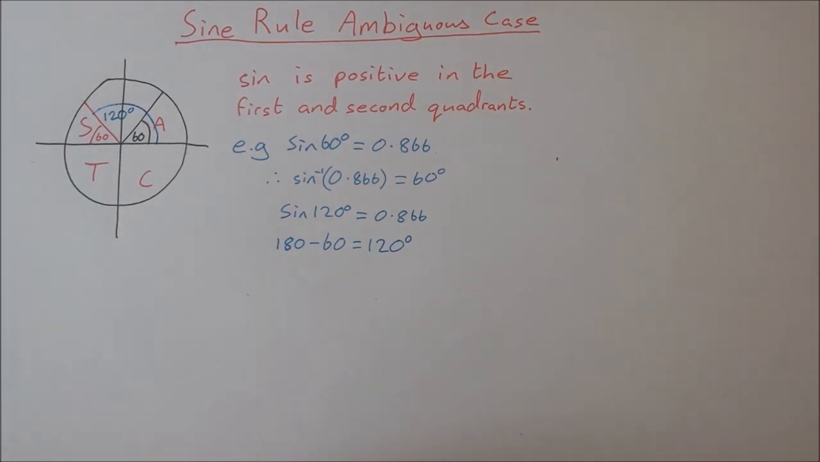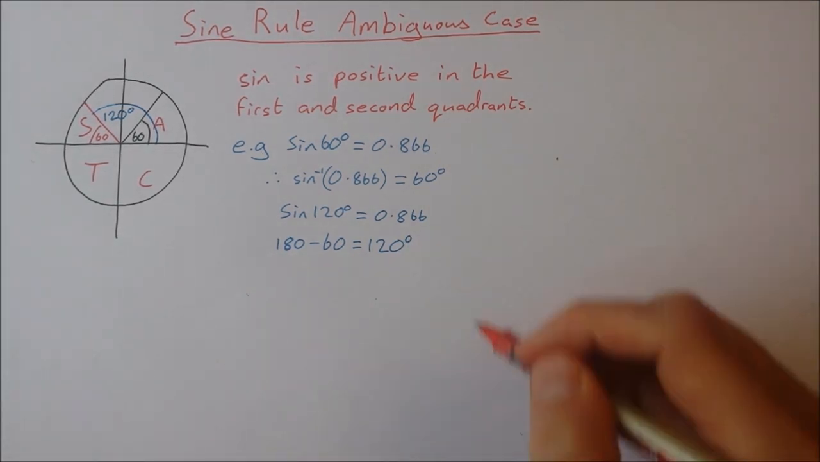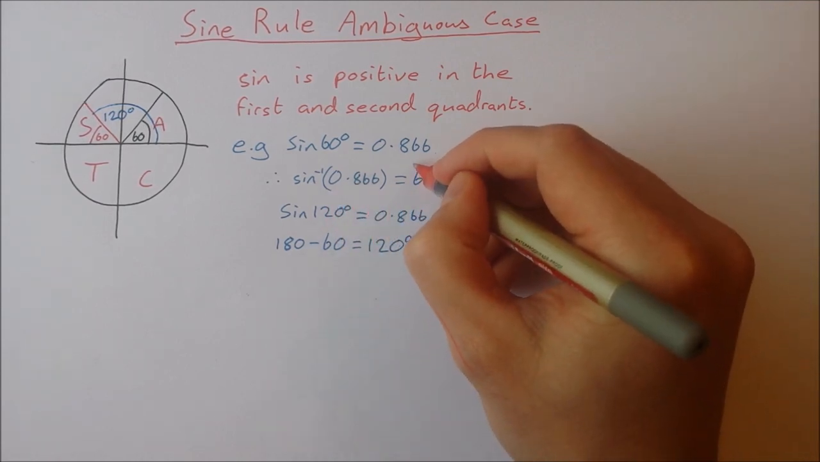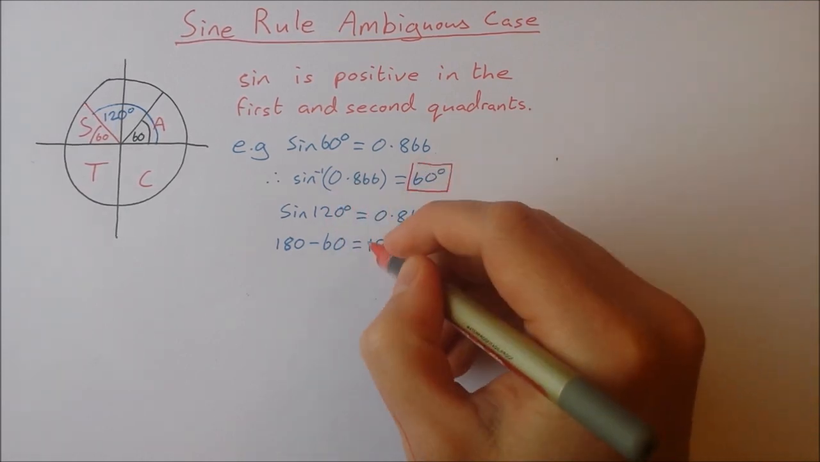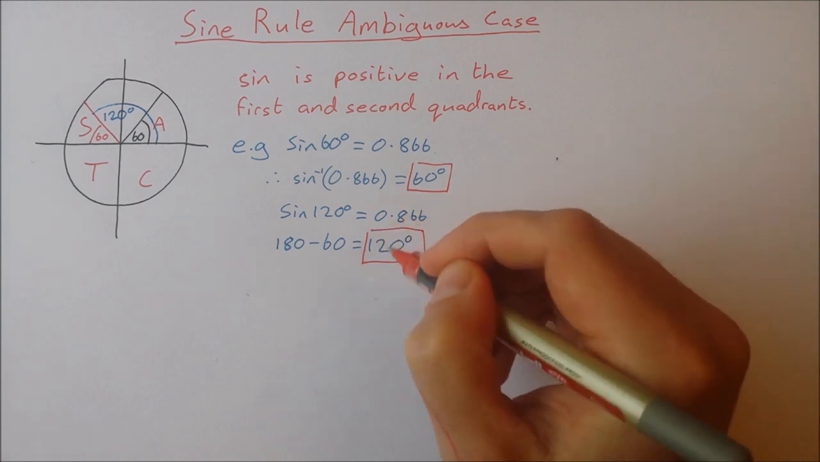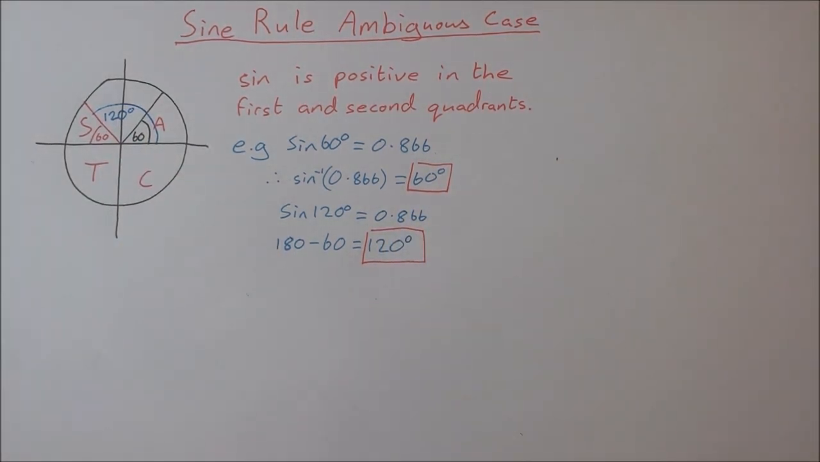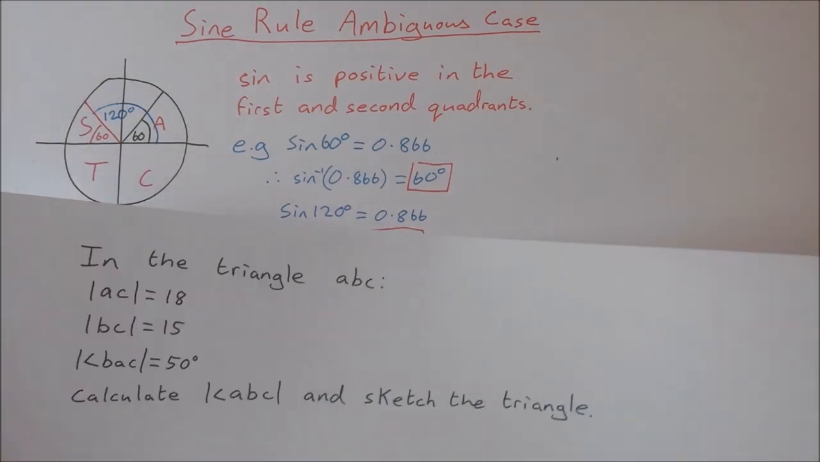So that's how we get two answers for the same question. If we get sine inverse of 0.866, you can get 60 degrees and you can also get 120 degrees using your reference angles. Okay, so let's take a look at a question where this is going to be relevant.